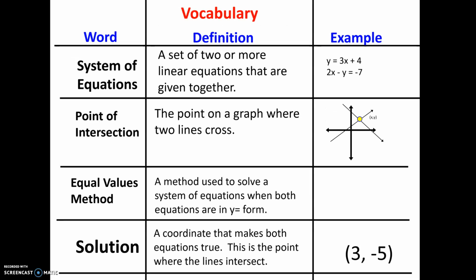All right, there's your vocabulary. So go ahead and pause and copy this down. This is going to go on page 2. Some important comments on this page. A system of equations is where you have two or more equations. A point of intersection is where items or graphs cross each other. Today we're going to learn something about the equal values method. And then a solution is a point. It's an x and a y. So let's jump in.